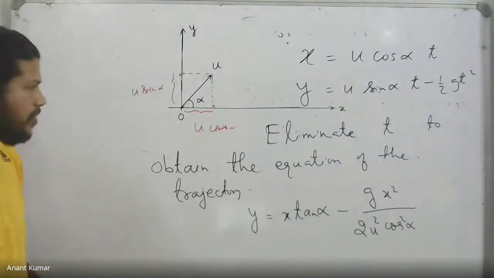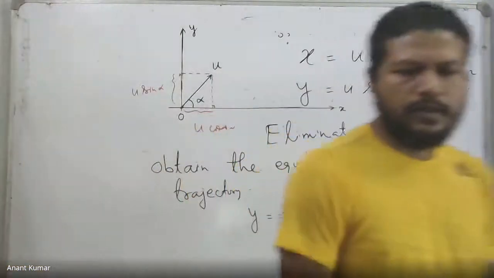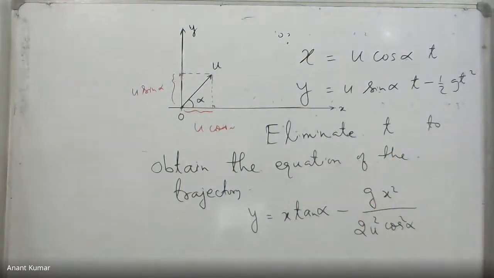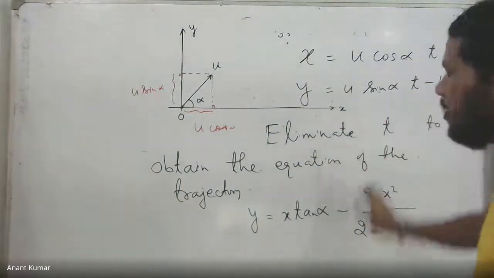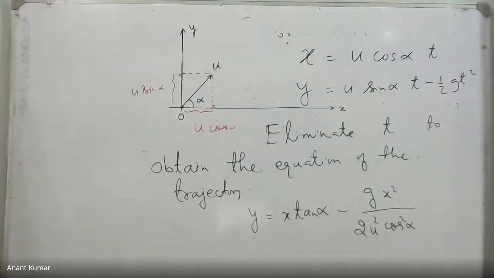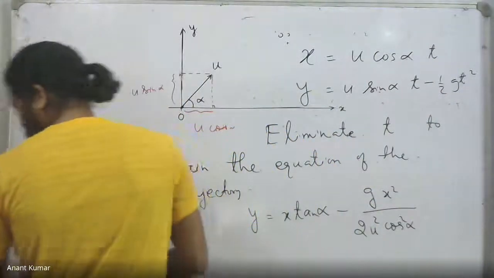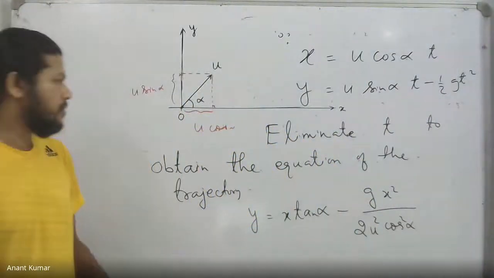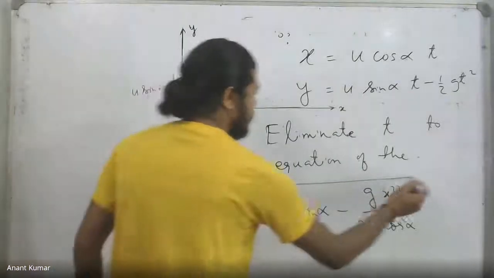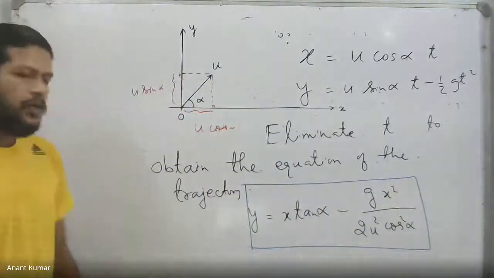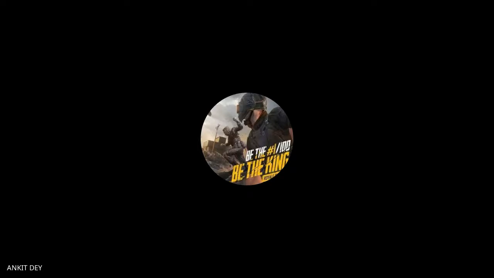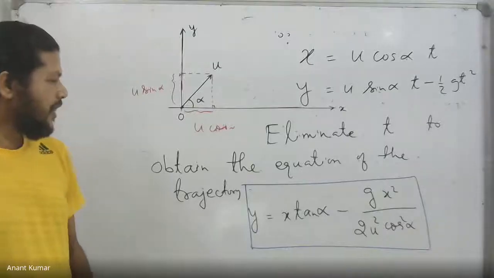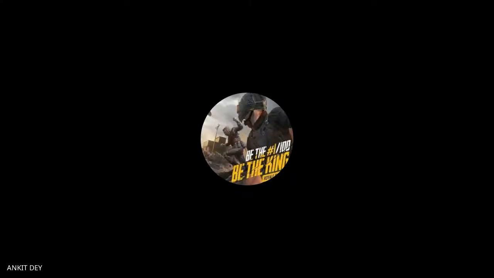This is actually obtained by eliminating the time from the first equation and the second one. I just find the t from the first equation, put it in the second one, and simplify. We end up getting the equation of the path or the trajectory as y equal to x tan alpha minus g x square divided by twice u square cos square alpha. We found that y equal to x tan alpha times 1 minus x over r.